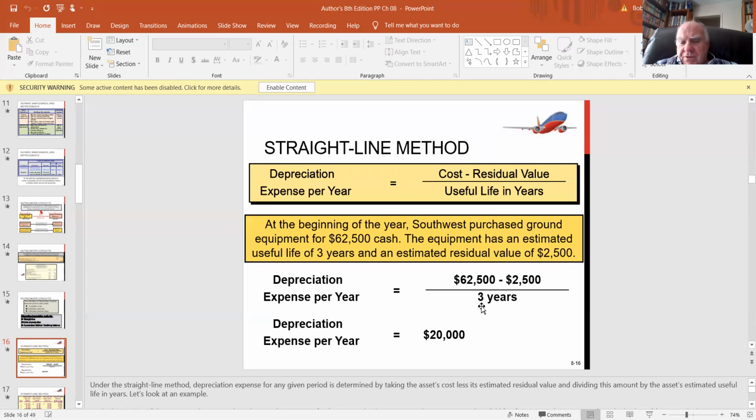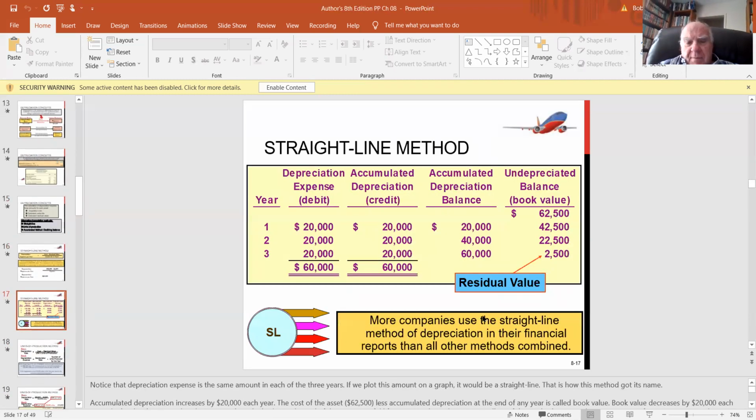So we're only going to depreciate $60,000 over the 3 years, or 20,000. So we're going to debit depreciation expense, credit accumulated depreciation. So let's take a look at our grid here. The undepreciated balance is 62.5. That number is going to be the same no matter what the method is, because that's what you paid for the asset. But we're only depreciating, in this case, 60,000.